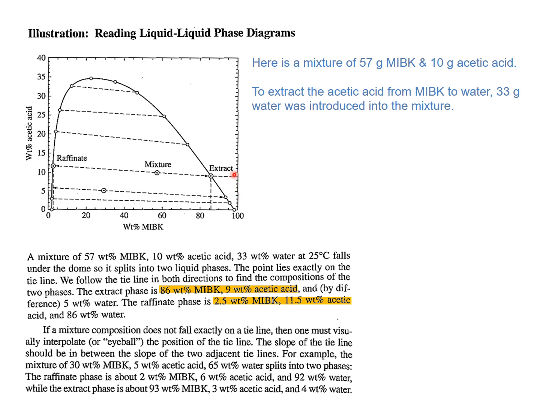So it means some portion of acetic acid moves from this extract phase to the raffinate phase. The value is 11.5 weight percent of acetic acid in water plus a small amount of MIBK. So we could separate the acetic acid from MIBK. This is the method of separation, which is called extraction.